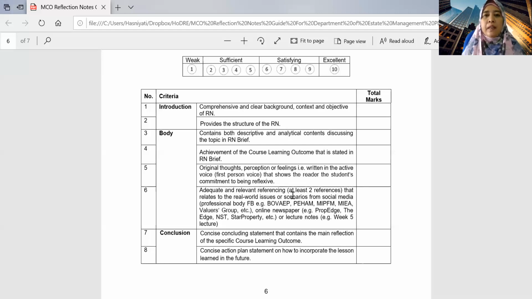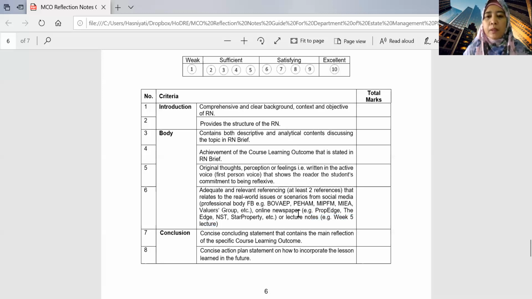If it's relevant, bear that in mind. Try to keep that in mind and try to process that. You need not memorize. I'm just saying that you need to expand your knowledge outside whatever you learn in the classroom, to go and explore real world issues or scenarios from social media. So you go to the professional bodies' Facebooks, you go to online newspapers, and also what you can do is simply look again at the lecture notes.